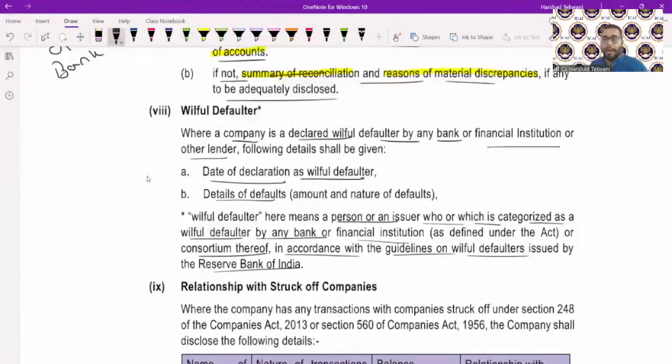The reason is that for the stakeholders, it will be easy to understand, okay, the company is a willful defaulter, which means the company has deliberately defaulted, and the stakeholders will be required to disclose the same.